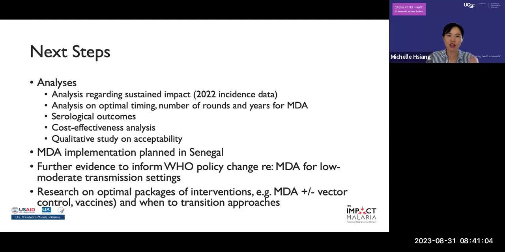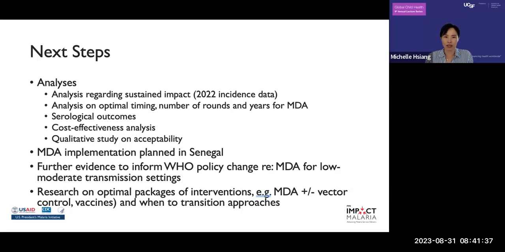So next steps, we have this analysis of the follow-up year. I'm not expecting a sustained level of impact, obviously, if we weren't doing MDA the second year, but it'll be interesting to see where we saw more of a sustained impact and perhaps why. We would like to do an analysis on optimal timing and rounds and years for MDA. This would be a modeling exercise. We have some serology measures from our cross-sectional surveys that we're looking at. We have a cost effectiveness analysis and a qualitative study on acceptability as well.